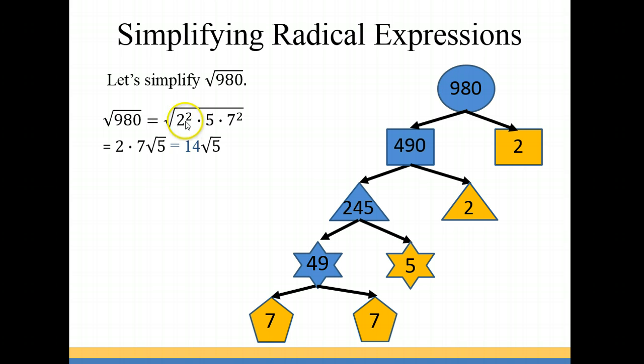So anything that's squared, when we square root it, we're going to get the number that was squared. So the square root of 2 squared is 2, and the square root of 7 squared is 7. You can also think about it this way. The square root of 2 squared is the square root of 4, and the square root of 4 is 2. 7 squared is 49, and the square root of 49 is 7. 5, we can't take the square root of, so it stays underneath the radical. So we end up with 14 square roots of 5 as our final answer.